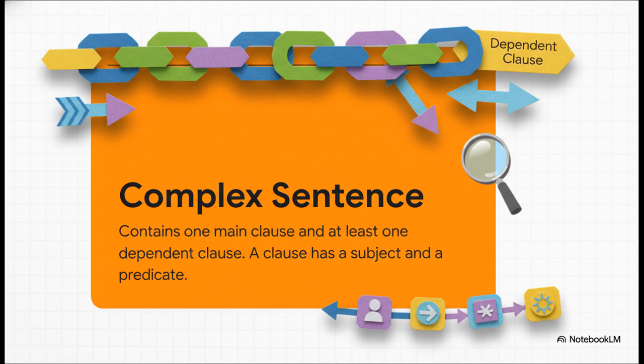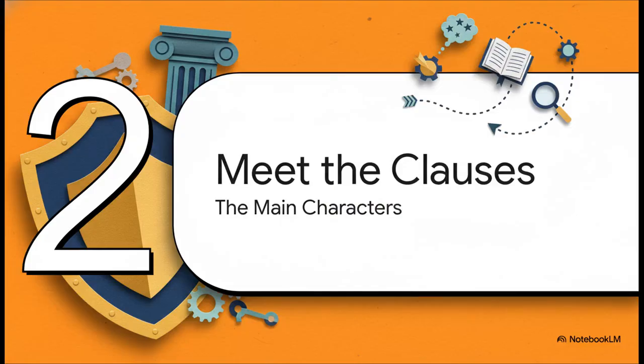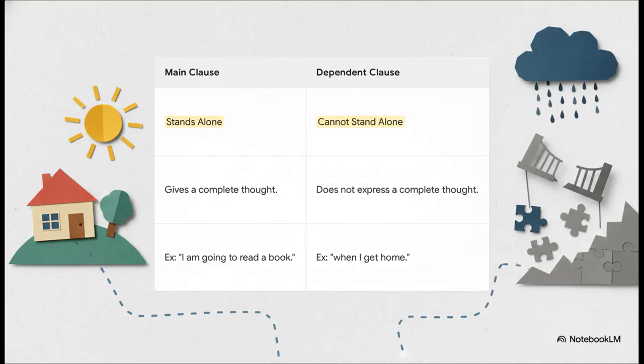Just think of it like this. A main clause is a complete thought, and a dependent clause is an incomplete one that needs a little help. So let's get to know our main characters here. I always like to think of them as a hero and a sidekick. One of them is strong, can stand all on its own, and the other one is a helper, always adding extra info and support. And this chart, it breaks it down perfectly.